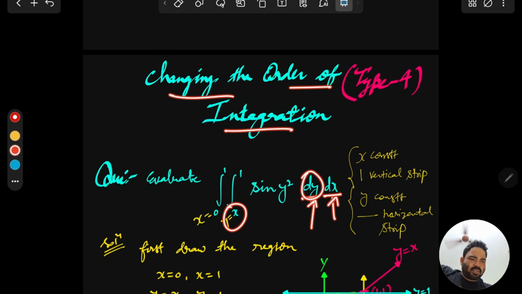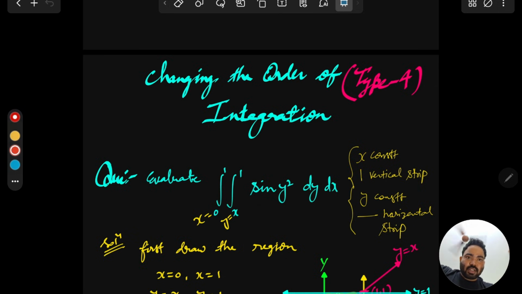If limits are constant, then you can do it either way, because the answer will be the same. But if limits are variable, then you cannot change the order directly. First you have to draw the region, and only after that you can change the order. This is y first, and after that x, then only you can change the order. So let's see how we can do and how we can solve.